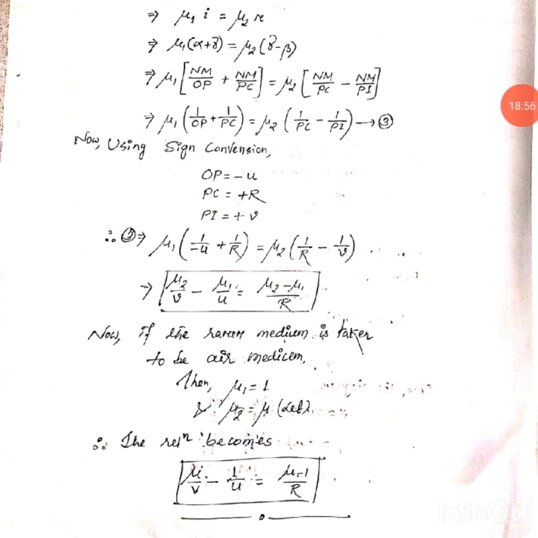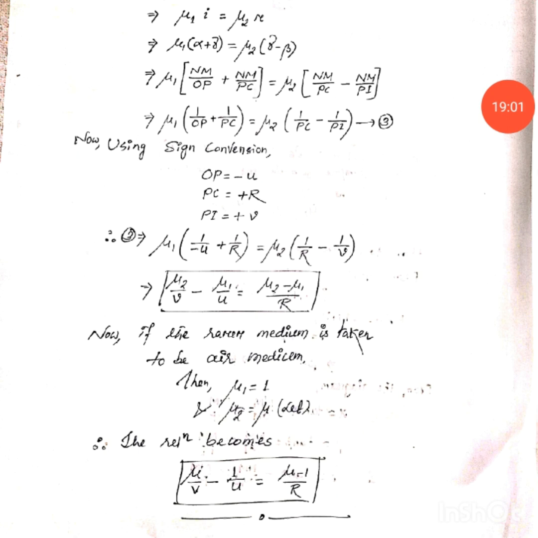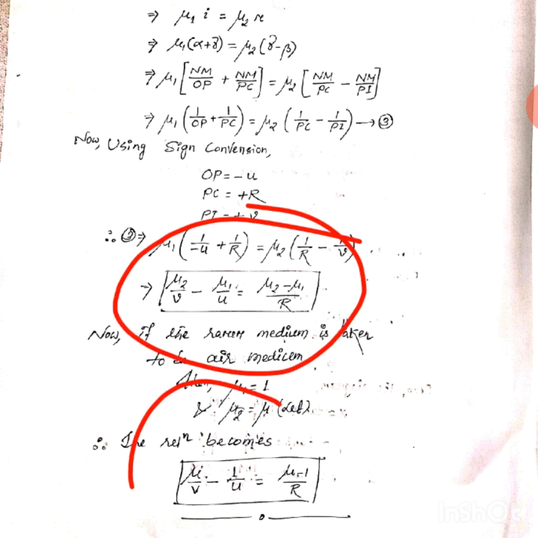This formula is the same for all the cases. I'm just showing you the other cases, and it is your homework to do the other formations of image: virtual image, and the object placed inside the denser medium. There also you have to find out the same formula. Formula will be same, method will be same. You can try at home.